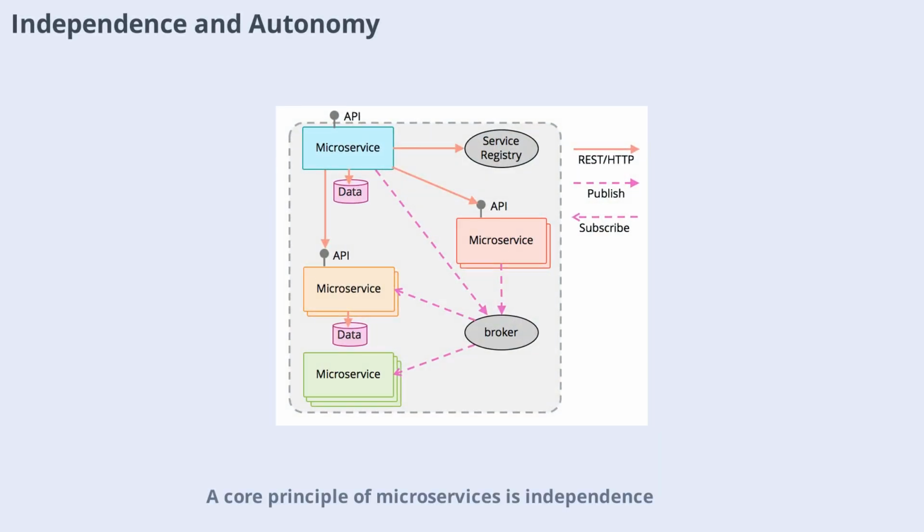A core principle of microservices is independence. Each service should be able to start, stop, or be replaced without affecting others. This autonomy allows for rapid updates, easier maintenance, and reduced risk during deployments. To achieve this, microservices encapsulate their implementation details and maintain private data sources. If changes require coordinated updates across services, it's a sign that boundaries may need to be redrawn. Embracing independence not only boosts agility, but also supports continuous improvement and innovation.